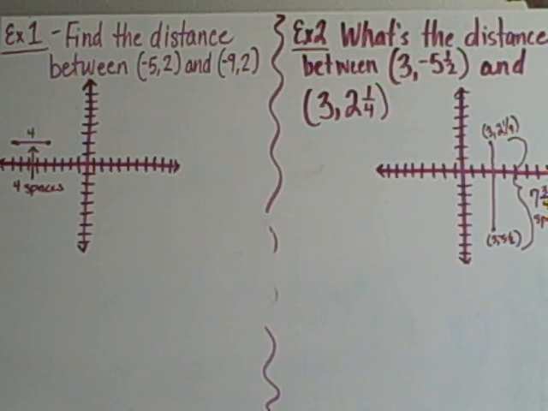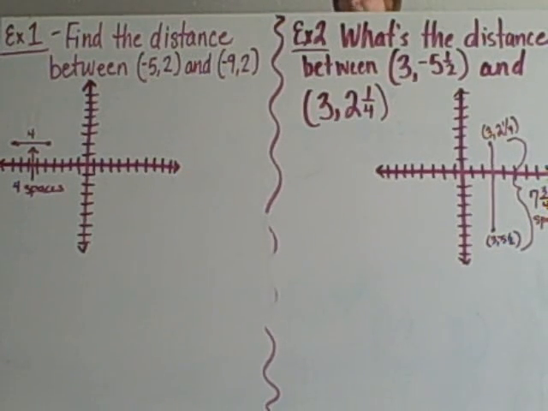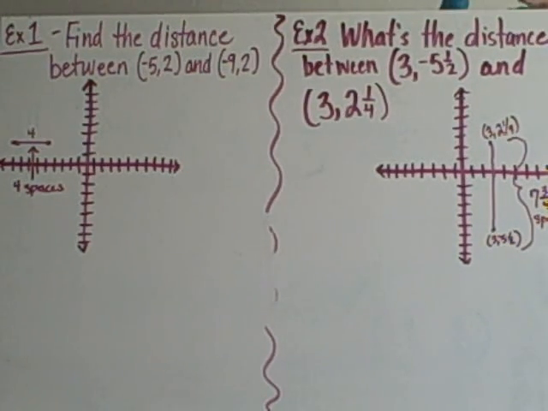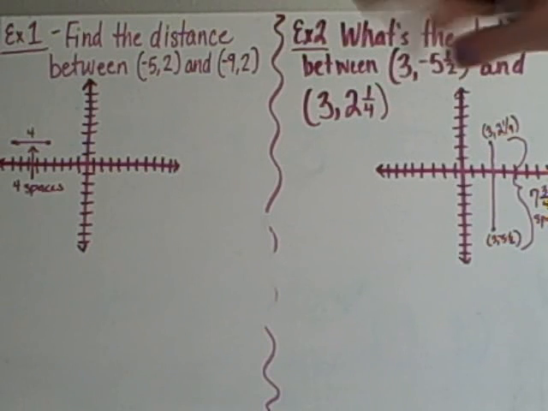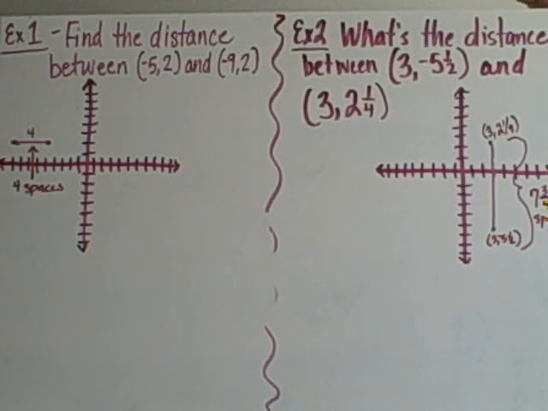In the first example, you can see that I have asked you to find the distance between -5,2 and -9,2. And I have drawn a rough graph sketch of how those would be plotted. And I have counted the spaces from the one on the left to the one on the right. And I have found out that there are 4 spaces between them. Now, if I want to go that route, that's fine. But again, that's a little more time consuming.